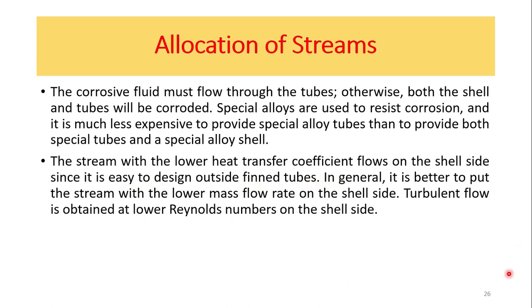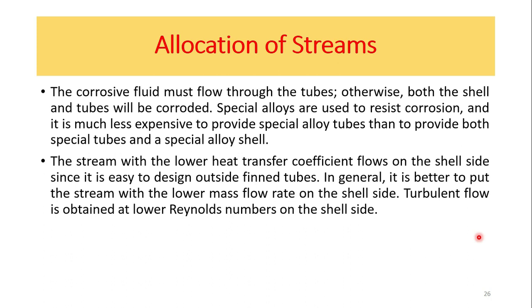In general, it is better to put the streams with the lower mass flow rate on the shell side, so the turbulent flow is obtained at a lower Reynolds number on the shell side. These two or three points have been explained here: if the mass flow rate is low, there are different flow arrangements on the shell side, so there will be maximum turbulence because of the presence of the baffles.